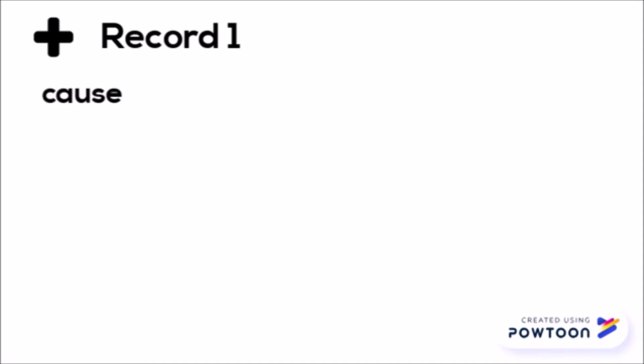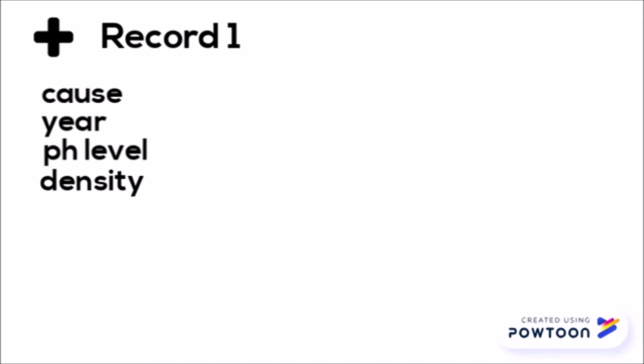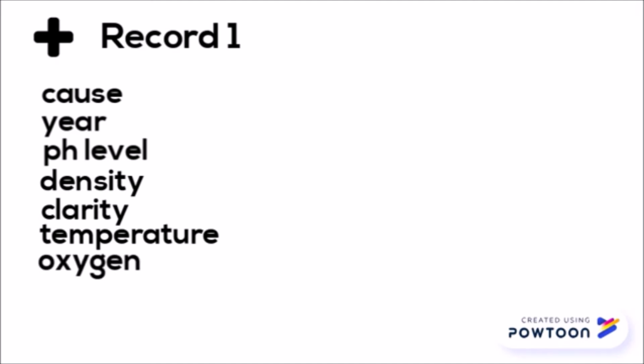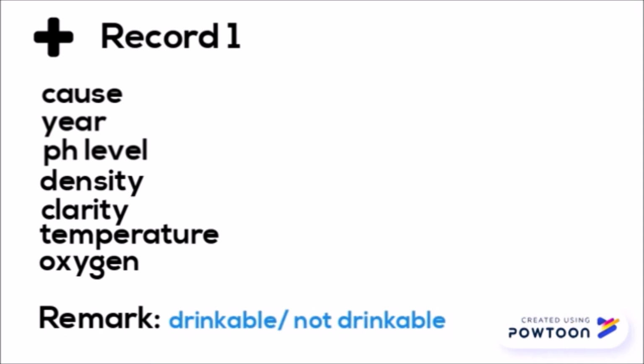In order to use this system, you must first add a record about the water. The data of the current system that we propose that you will be able to add is the cause of the pollution, the year that the pollution occurred, pH level of water, density of water, clarity of water, temperature measurement of water in Celsius and Fahrenheit, oxygen quantity, and lastly, a remark on the water to clarify whether the water is safe for drinking or not.